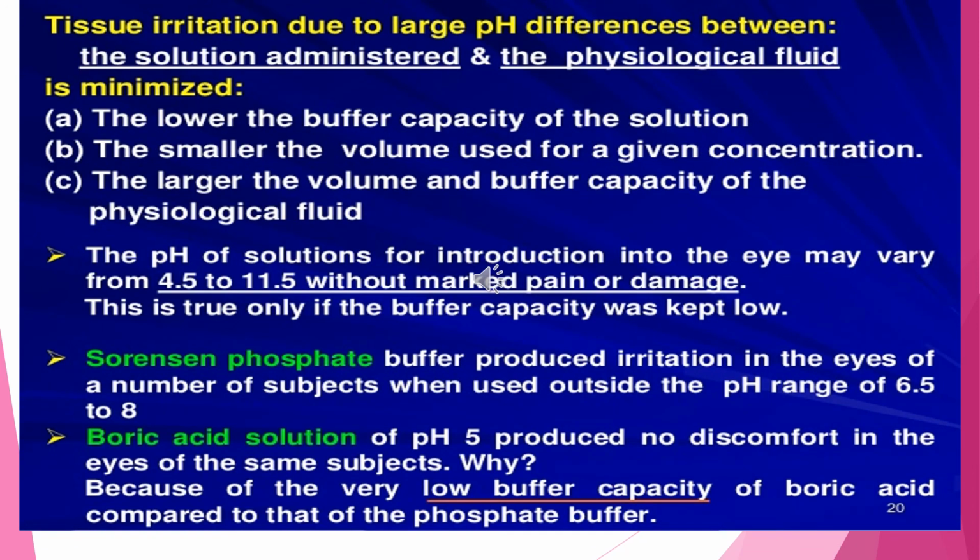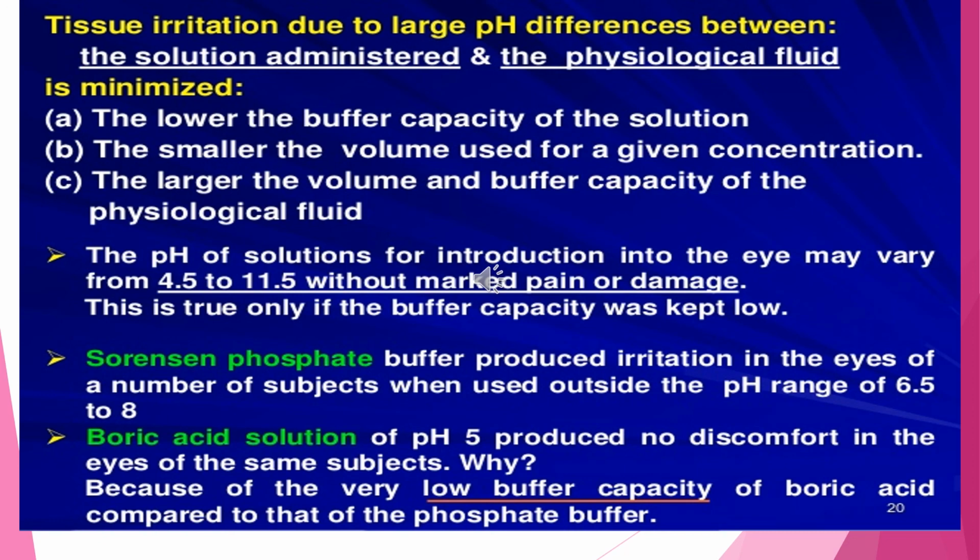Tissue irritation due to large pH differences between the solution administered and the physiological fluid is minimized by the lower buffer capacity of the solution, the smaller volume used for a given concentration, and the larger the volume and buffer capacity of the physiological fluid. The pH of a solution for introduction into the eye may vary from 4.5 to 11.5 without marked pain or damage. This is true only if the buffer capacity is kept low.